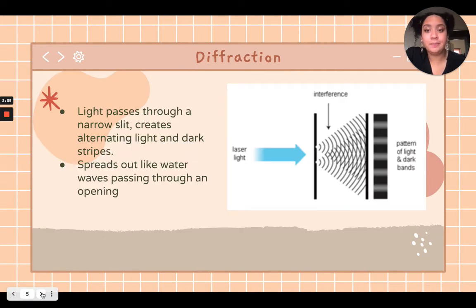Then there's diffraction of light. Diffraction of light is when light passes through a teeny tiny slit and creates alternating light and dark stripes. So that pattern right here. Remember what we talked about last lesson about diffraction. It spreads and bends, so it spreads out like water waves and bends around after it passes through an opening, which is what causes those light and dark bands, because those two waves are interfering with each other, which causes the dark band, okay, because it's not making the wavelength anymore.